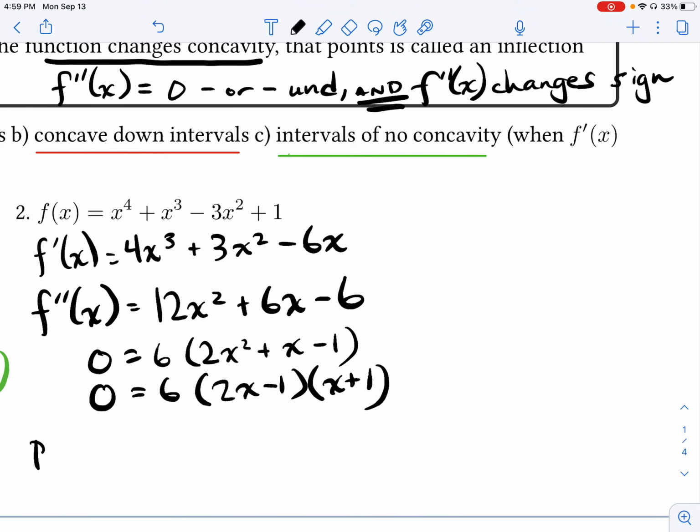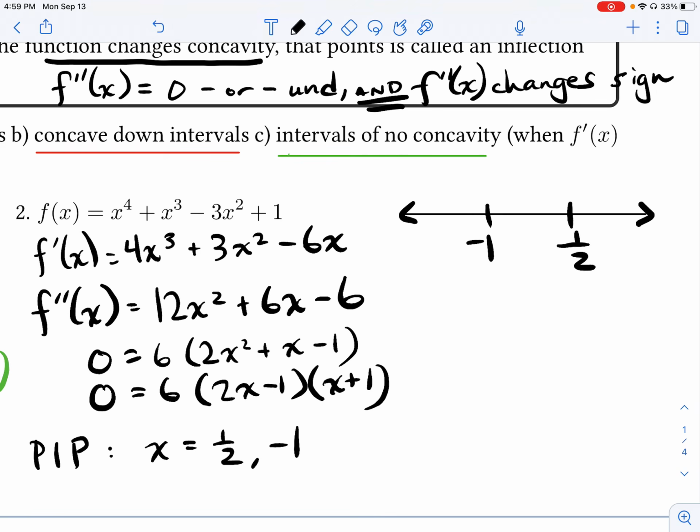So we can find what we call our potential inflection points, or what I like to call PIPs. It's kind of a cute name, right? We've got 1/2 and -1. These are my potential inflection points. We're not sure yet if there is indeed a change in concavity, but that's where they would happen because we found where our second derivative is either 0 or undefined. So I'm going to plot these on my number line: -1, positive 1/2.